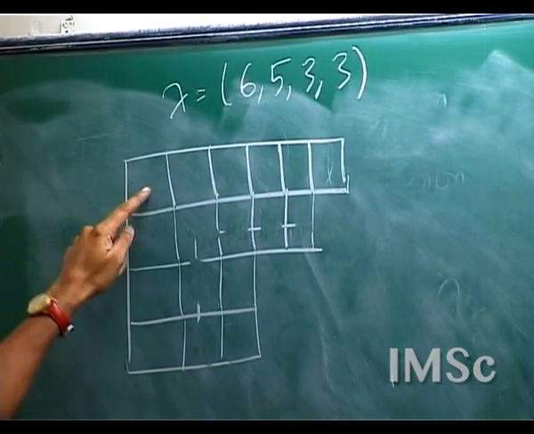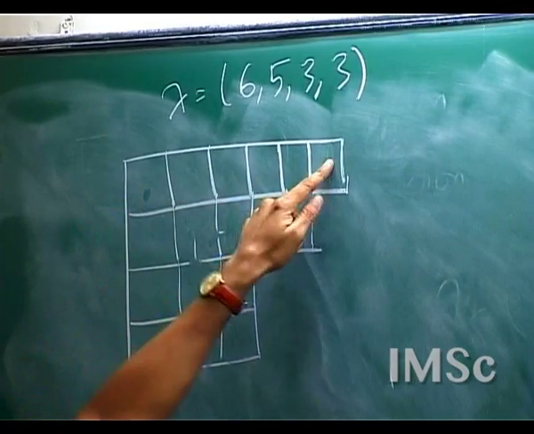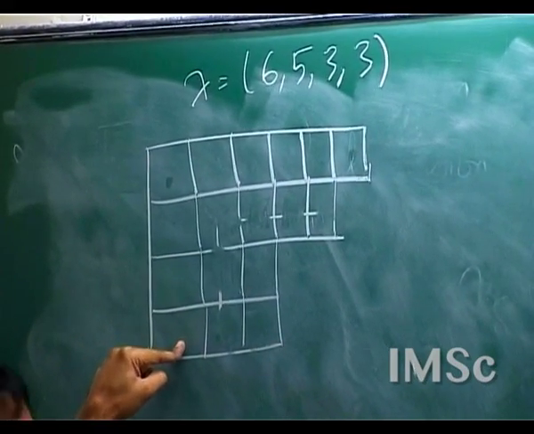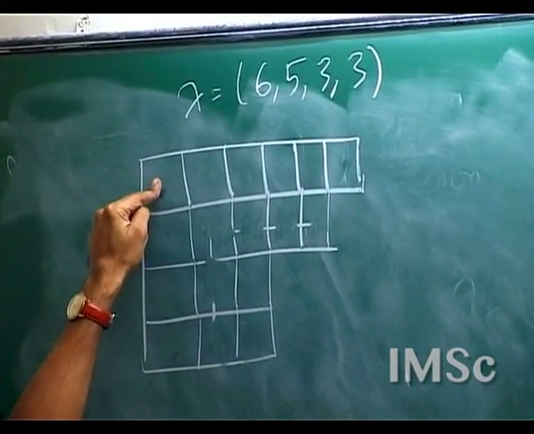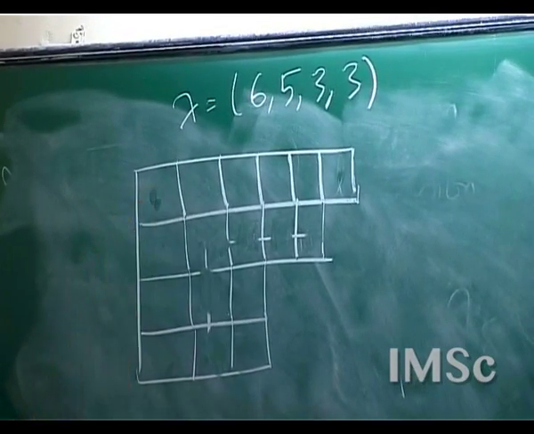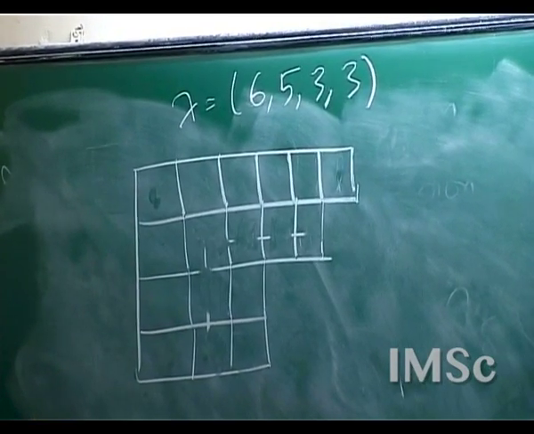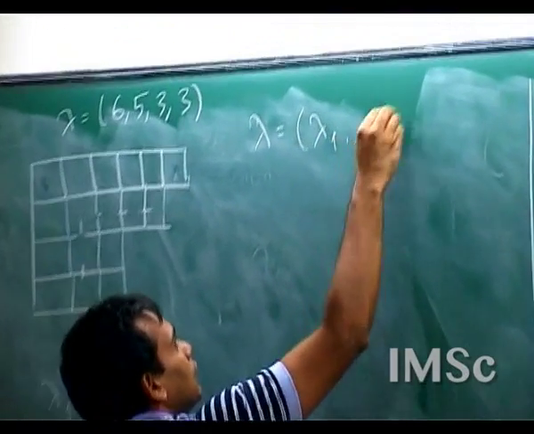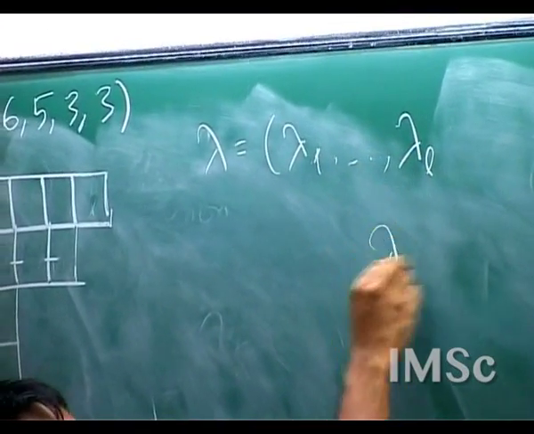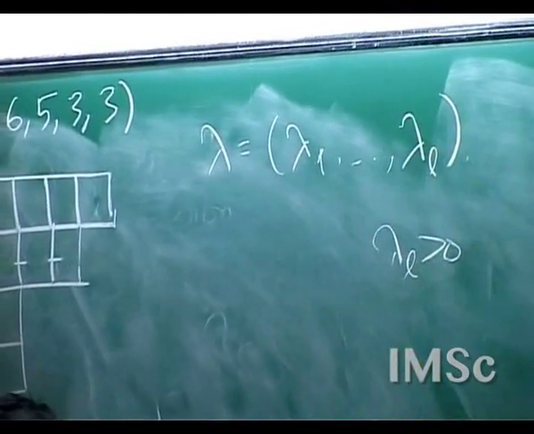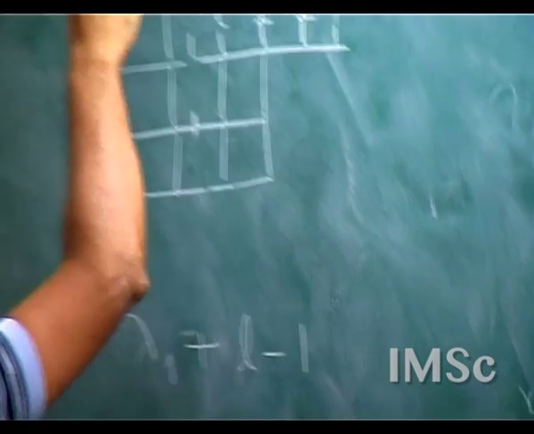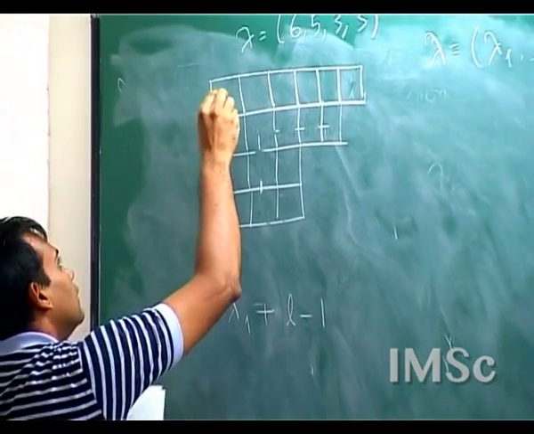So what's the hook length here? There's 6 over here, and then this partition has 4 non-zero parts. So it's 6 plus 4, but I'm counting this twice. So it's 6 plus 4 minus 1. So suppose I write lambda to be lambda 1, through lambda L, where lambda L is greater than 0. Then it's lambda 1 plus L minus 1. So anyway, here I get 6 plus 4 minus 1, so that's 9.